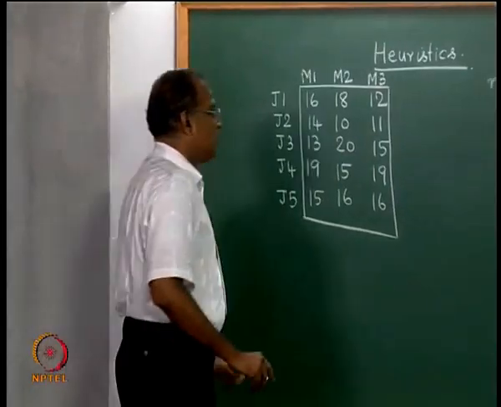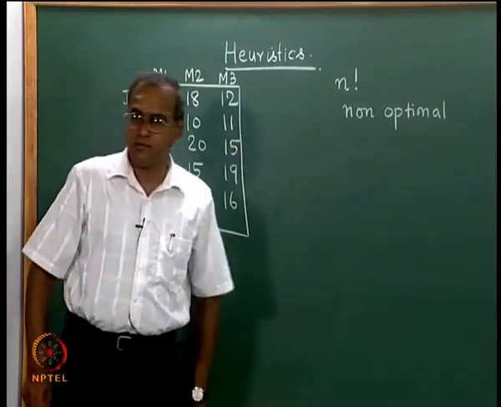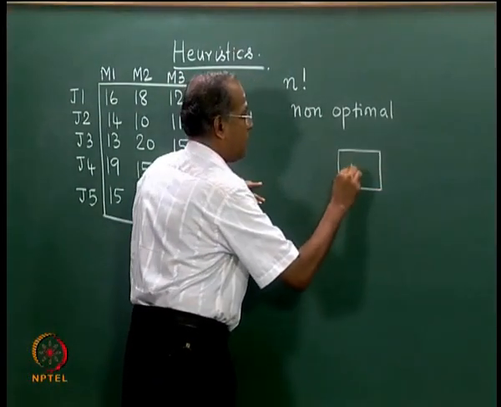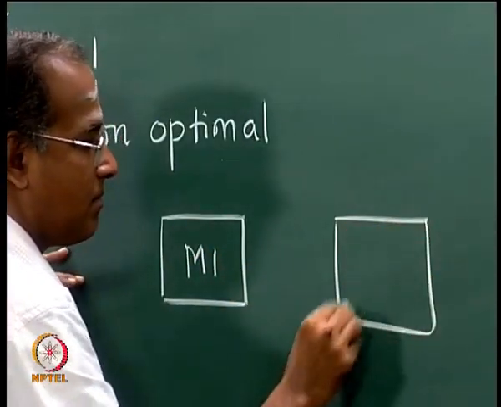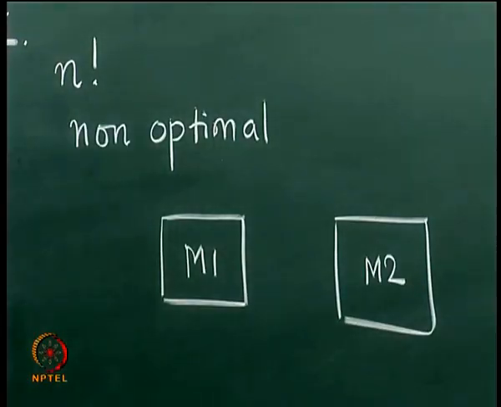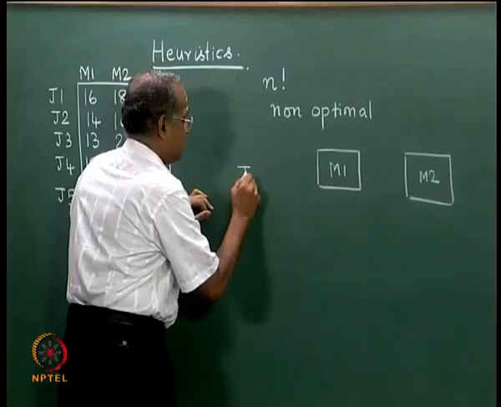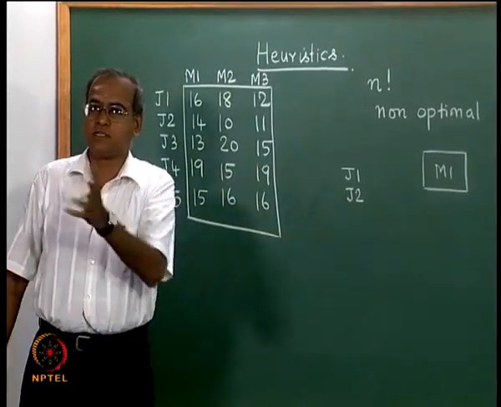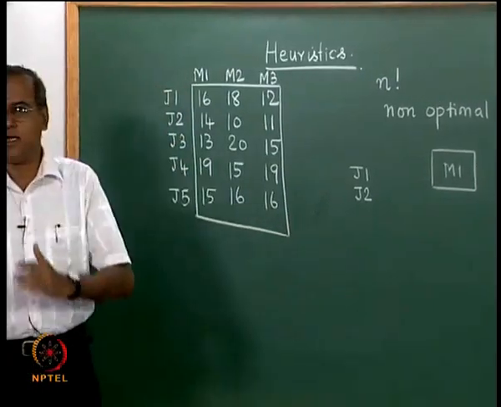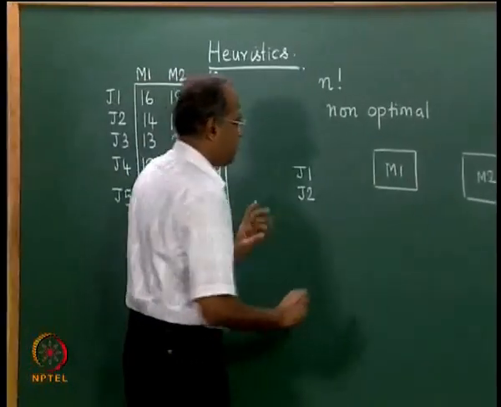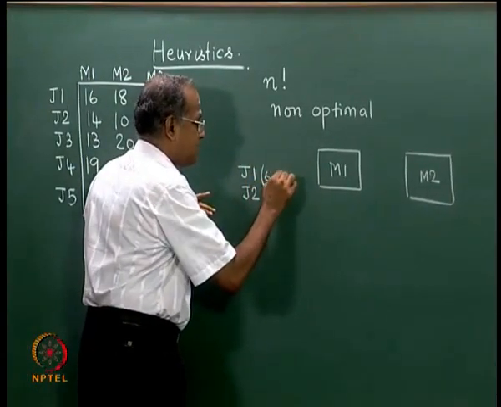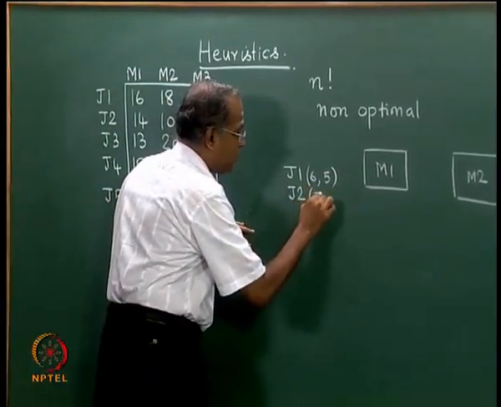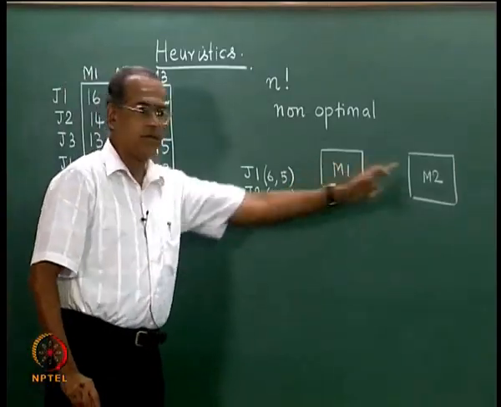But before that, let us also look at one aspect regarding this n factorial. Consider a 2 machine flow shop, which means we have M1 here and M2 here, and let us say we have only 2 jobs, J1 and J2. Since there are 2 jobs, there are 2 sequences possible: J1 followed by J2 and J2 followed by J1. Let us assume that the processing times for J1 are 6 and 5, which means 6 on M1 and 5 on M2, and the processing times for J2 are 7 and 8, 7 on M1 and 8 on M2.